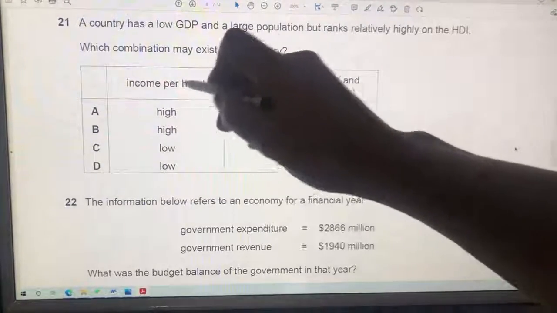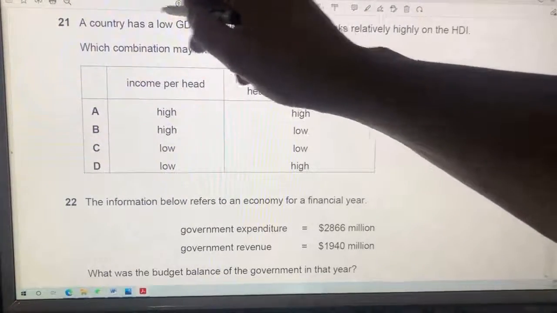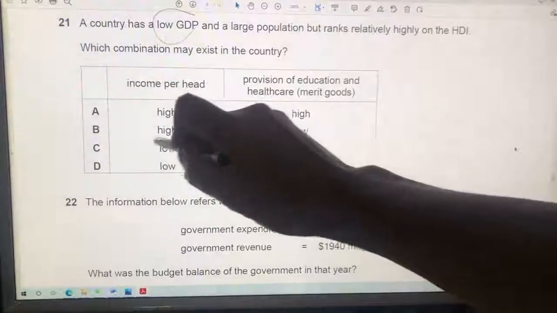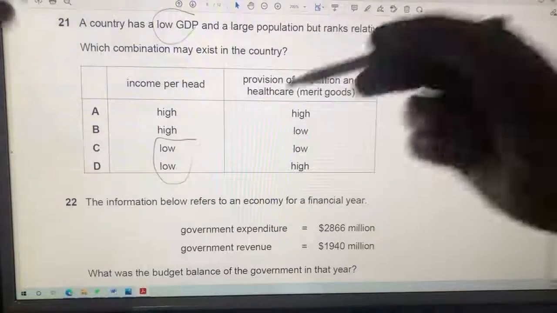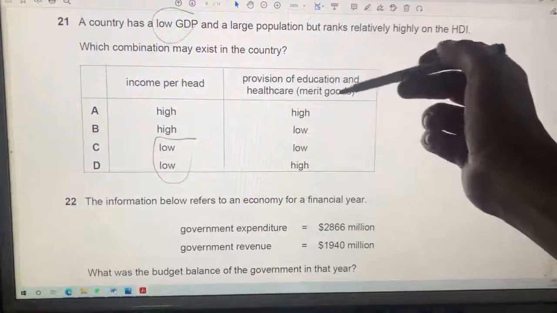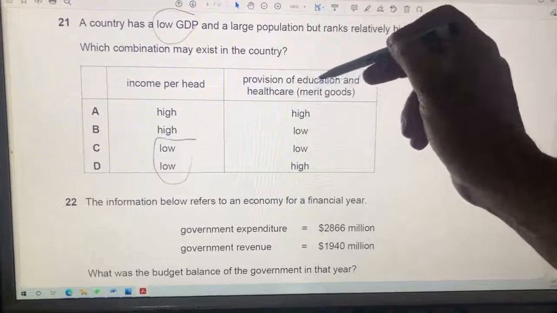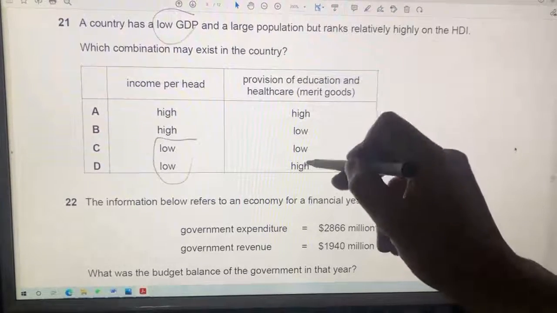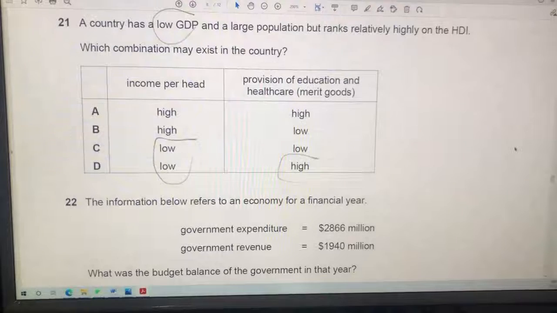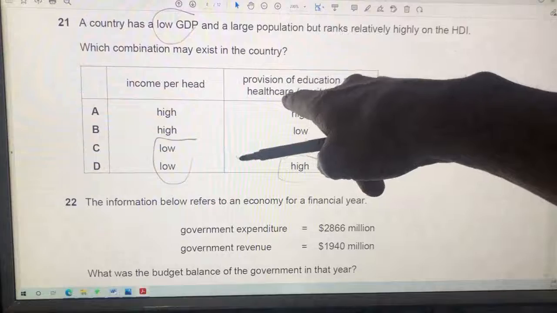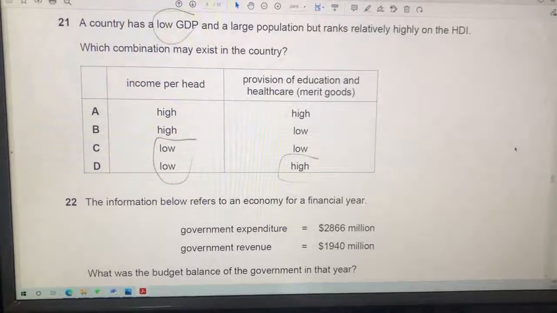Well, because they have a low GDP, they have a low income per head. So the answer must be C or D. And there it is: education and healthcare must be high, because HDI measures education attainment, or education level, and life expectancy. So good healthcare means you can live longer. Answer must be D.